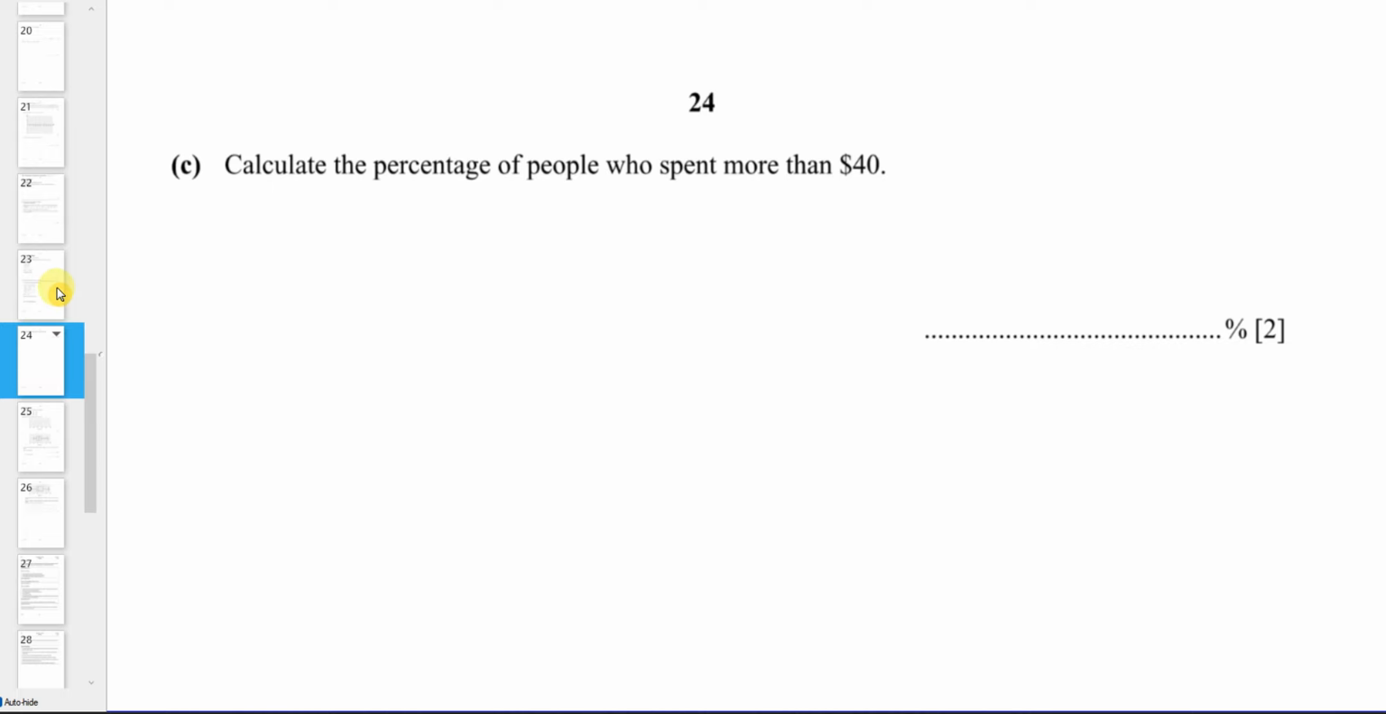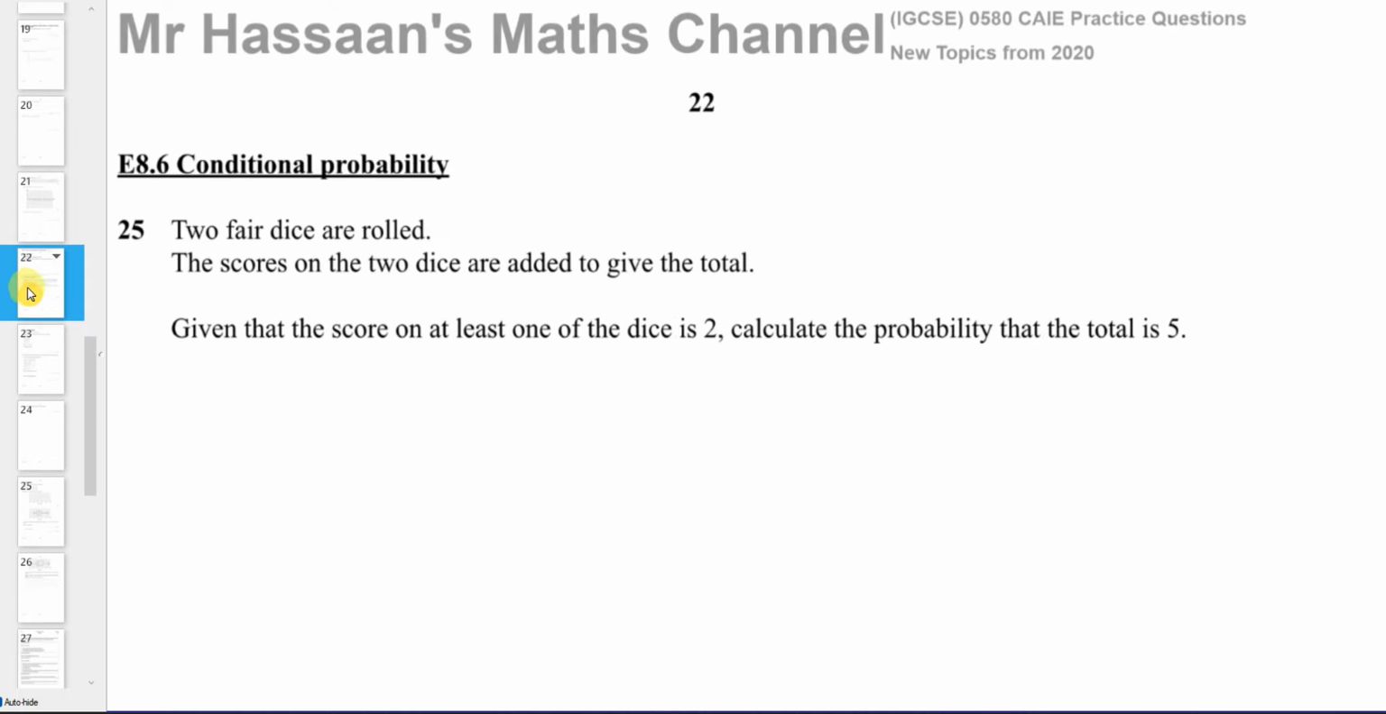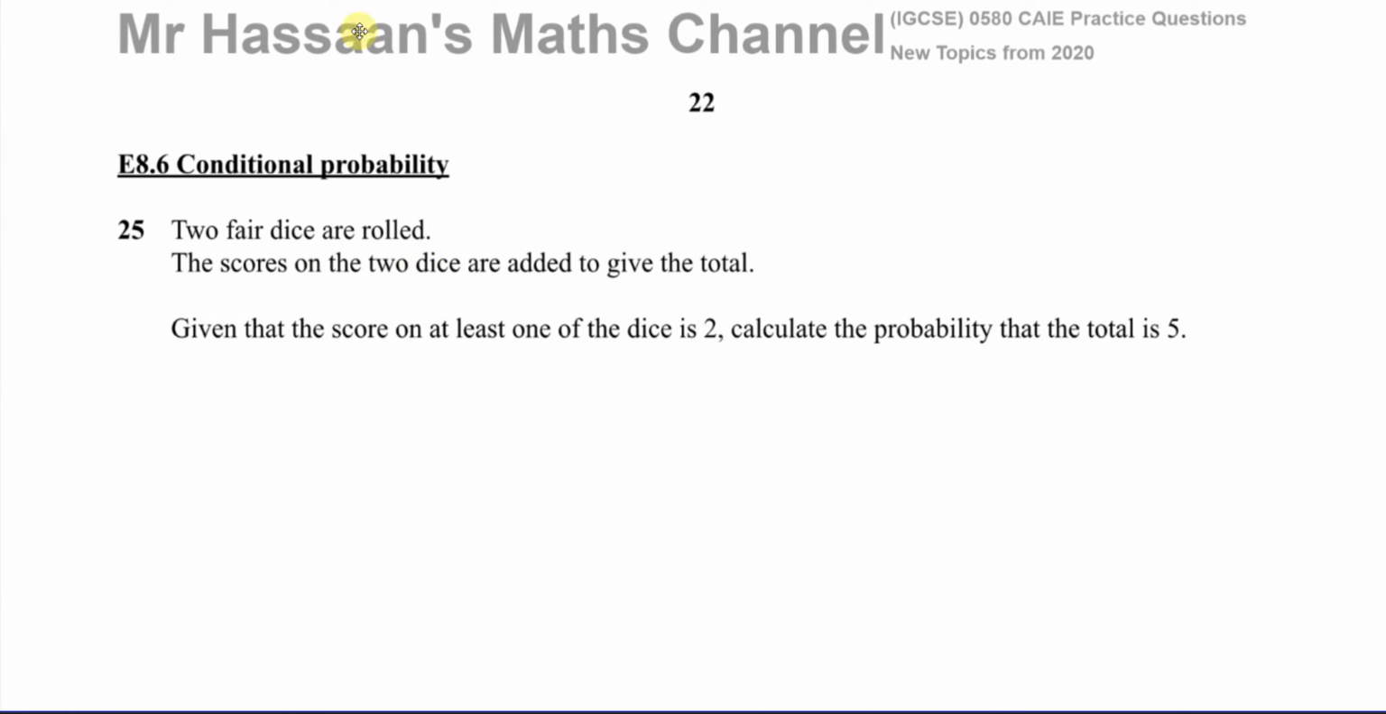Right, so we are now going to answer a question that was asked by one of the students, which was question 25 from this document. This question is about what's called conditional probability. It says two fair dice are rolled. The scores on the two dice are added together to give the total. Given that the score on at least one of the dice is 2, calculate the probability that the total is 5.